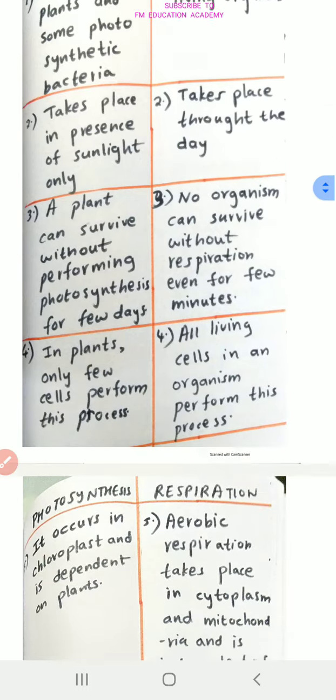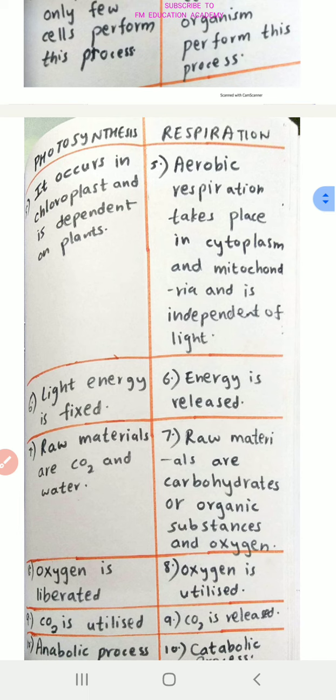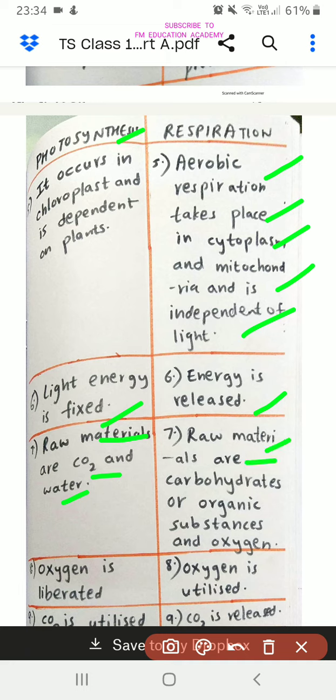Or you can write these points also. Photosynthesis occurs in chloroplast and is dependent on light. Respiration, aerobic respiration takes place in cytoplasm and mitochondria and is independent of light. Photosynthesis, light energy is fixed. Respiration, energy is released. Photosynthesis, raw materials are carbon dioxide and water. Respiration, raw materials are carbohydrates or organic substances and oxygen. Photosynthesis, oxygen is liberated. Respiration, oxygen is utilized.